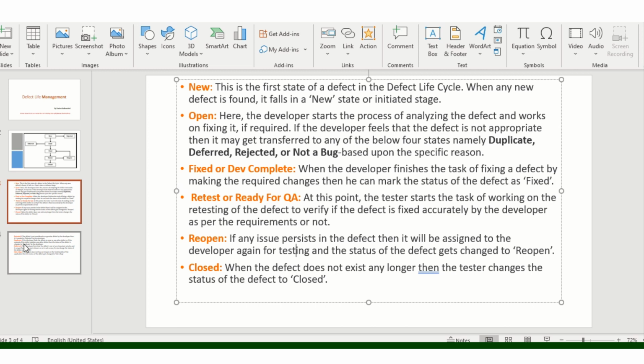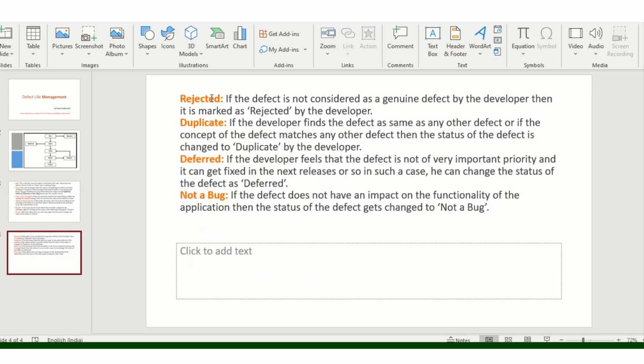These are the exact definitions that we can follow. As part of rejected: if the defect is not considered genuine by the developer, they will mark it as rejected. And for duplicate: if the developer finds the defect is the same as another defect, they will mark it as a duplicate.